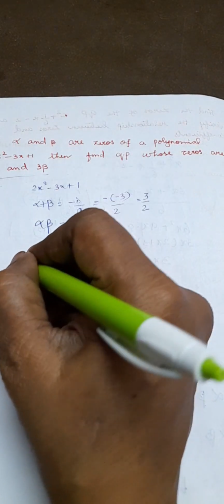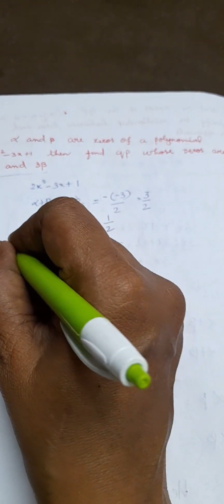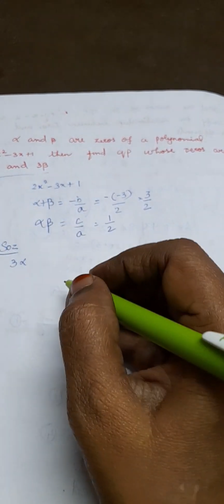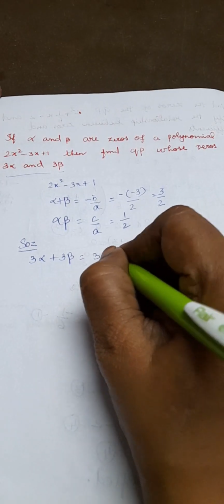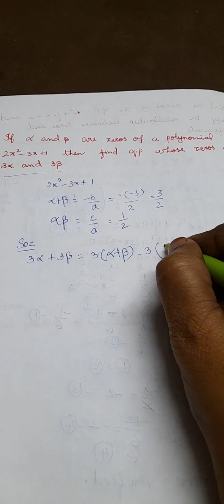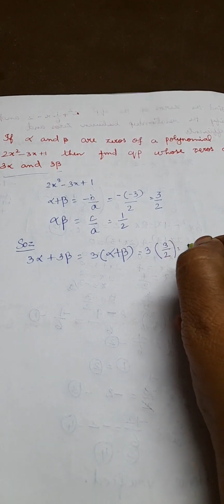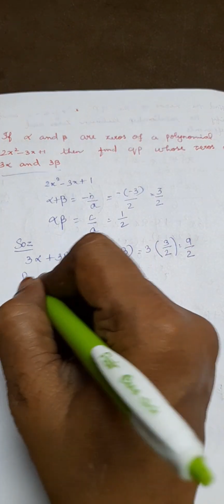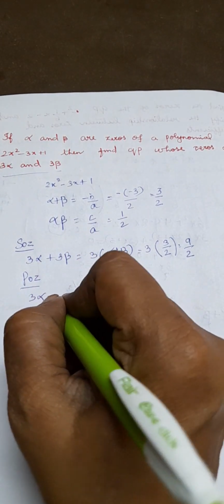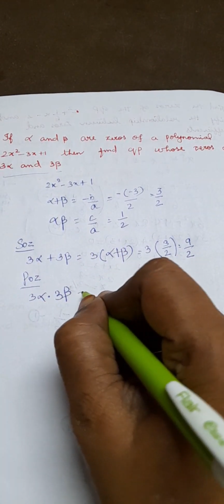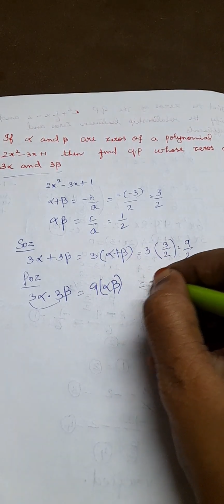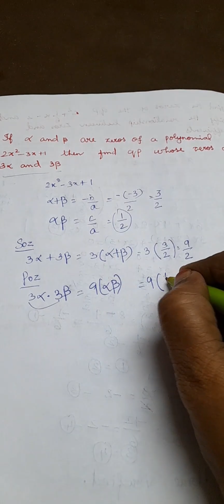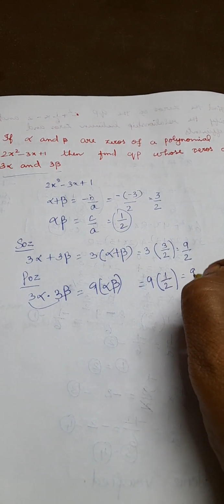Now 3 alpha and 3 beta. First find the sum of zeros, right? Sum of zeros is 3 alpha plus 3 beta, that means 3 into alpha plus beta. That means 3 into 3 by 2. What will I get? 9 by 2. Product of zeros is nothing but 3 alpha into 3 beta. 3 3s are 9 alpha beta, right? And 9 into what is alpha beta? 1 by 2. Again you will get 9 by 2.